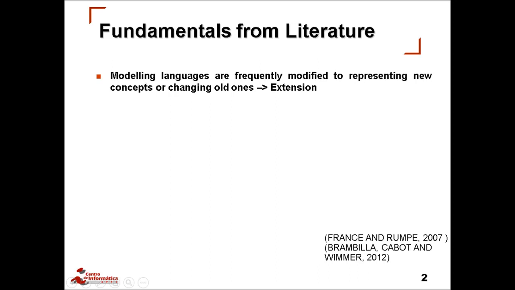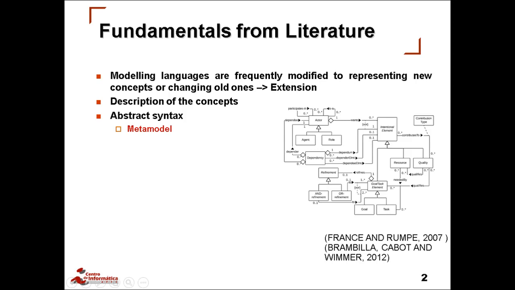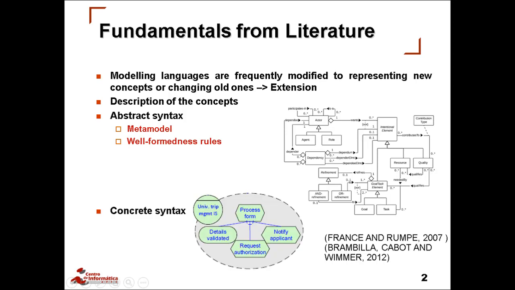An extension should be represented in three levels. Initially, the description of the meaning of the concepts to be added by the extension should be done. It's also required to apply the extension to the abstract syntax of the modeling language, in other words, to its meta-model. Validation rules can also be proposed when necessary. It's also necessary to apply the extension to the concrete syntax of the modeling language so that the designers can use it. Logically, the consistency between them must be maintained.